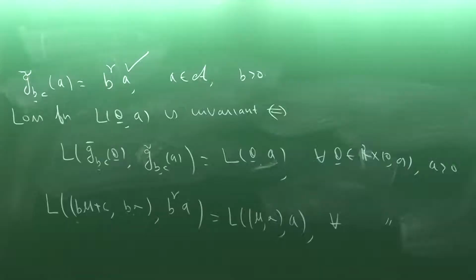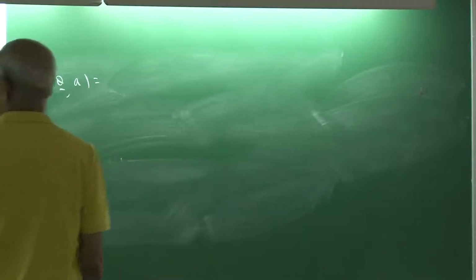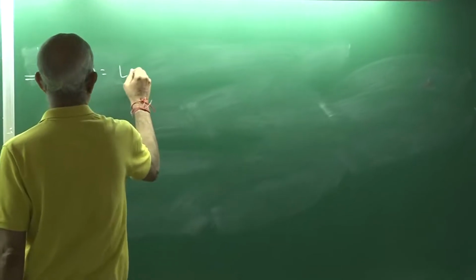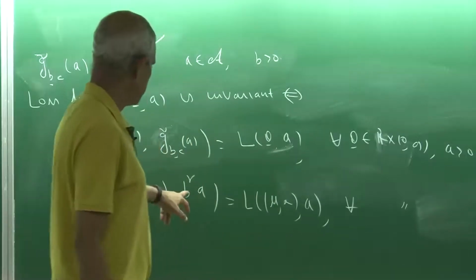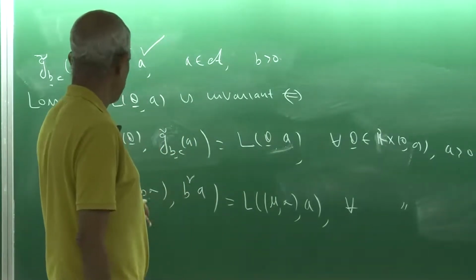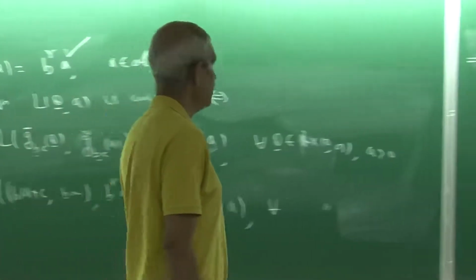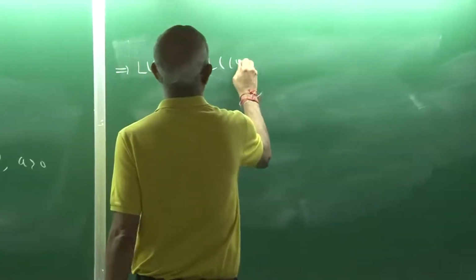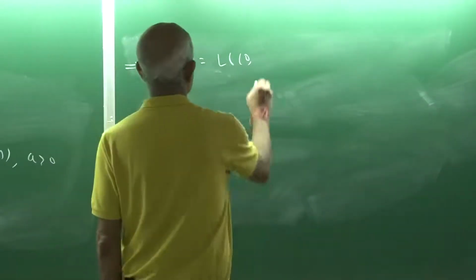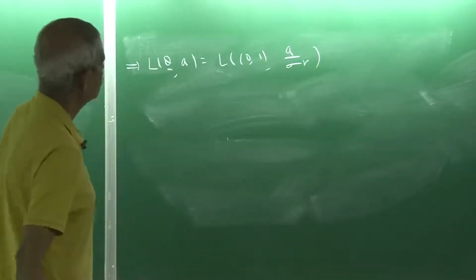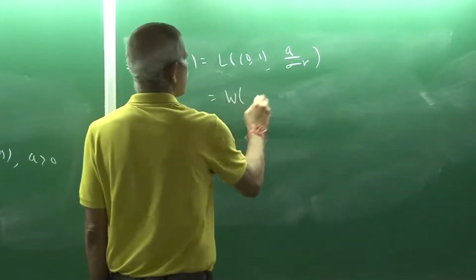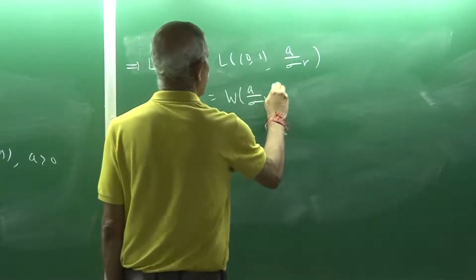So this implies that L theta a is nothing but L of, so I have chosen b to be 1 by sigma and c to be minus mu by sigma, so that becomes L of 0 comma 1, and a by sigma to power r. Which is the same as some function of only a by sigma to power r.